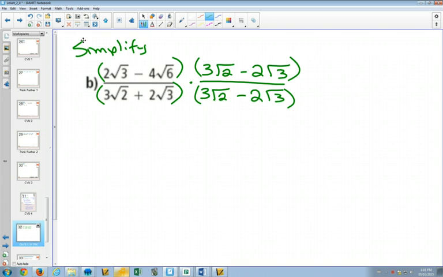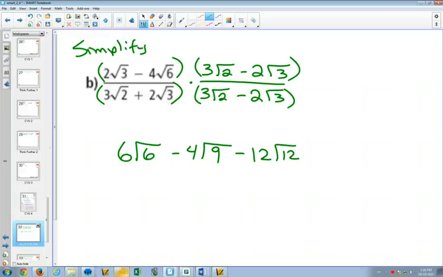So you're going to have to FOIL on the top and FOIL on the bottom to multiply it out. 2 root 3 times 3 root 2 will be 6 root 6. 2 root 3 times negative 2 root 3, negative 4 root 9, minus 12 root 12, plus 8 root 18. That's multiplying out the top.